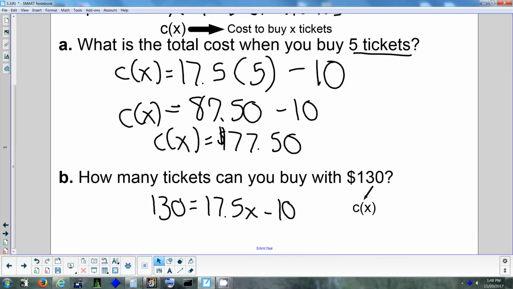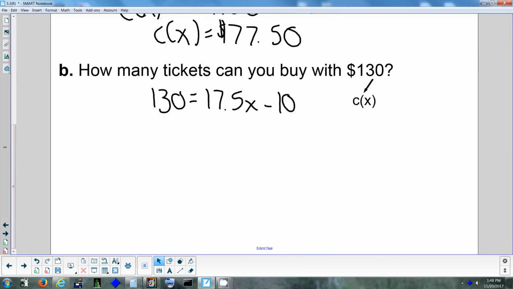Now, this is when it gets a little trickier. Remember, when you're plugging in for X, usually what you're going to have to do is multiply, and then add or subtract, depending on what the sign is. When we're plugging in for Y, it becomes like an equation, when we have to do it on opposite sides. Someone tell me what I'm going to do first here. Add 10. I want to get X by itself. Add 10. 130 plus 10?